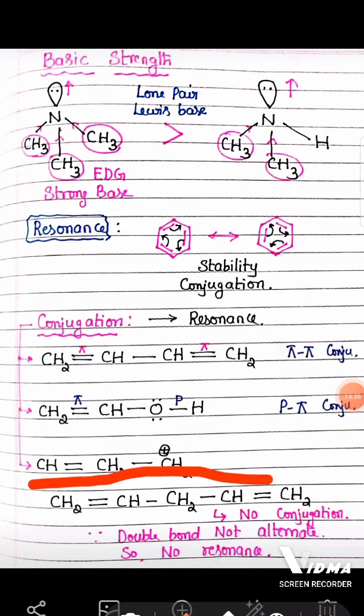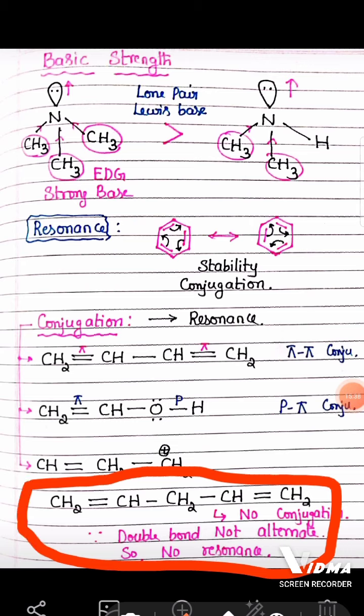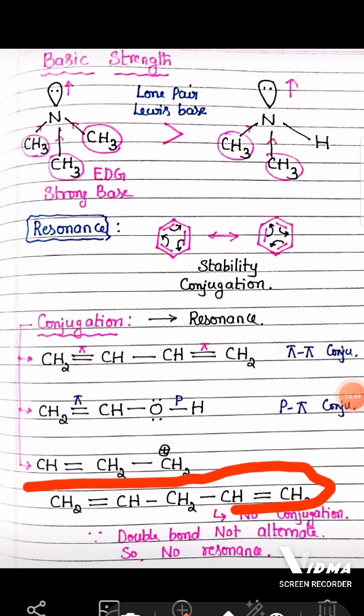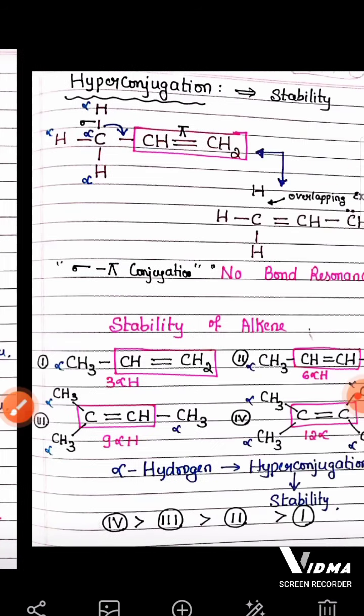And here, in this example, we are not finding alternate double bond. See, double bond, then two single bonds are there, there is no alternate double bond. Because of that, in such compounds we cannot find conjugation, and there will be no resonance.